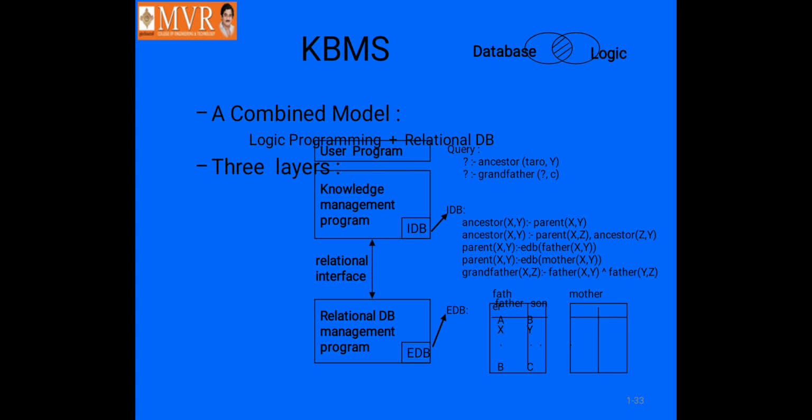KBMS is called a knowledge-based management system. Here we use logic programming plus a relational database. It has three layers: the user programming, that is the knowledge management program, the relational interface, and the relational database management program.